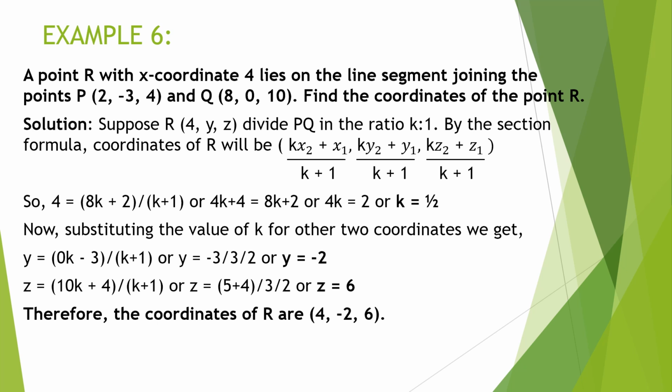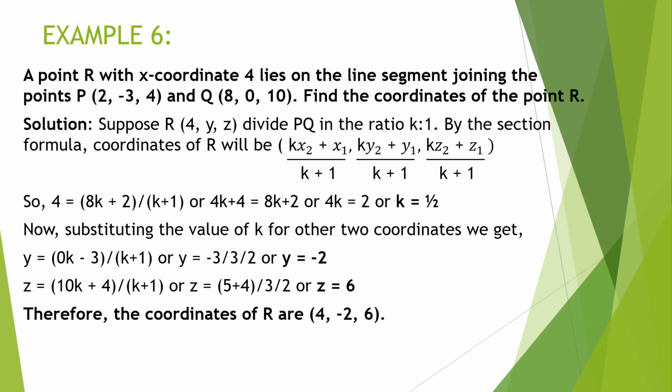Correct? Now, by the section formula, what will be the coordinates of R? Remember, here we are using the section formula in terms of k. So it will be similar to 2 dimensions but with 3 coordinates. So (kx2 + x1)/(k + 1), (ky2 + y1)/(k + 1) and (kz2 + z1)/(k + 1). So now 4 is equal to, what is the value of x2? It is 8. x1 is 2. So it is (8k + 2)/(k + 1).